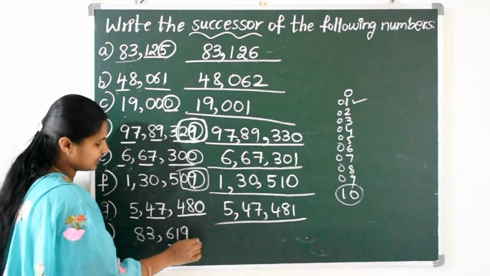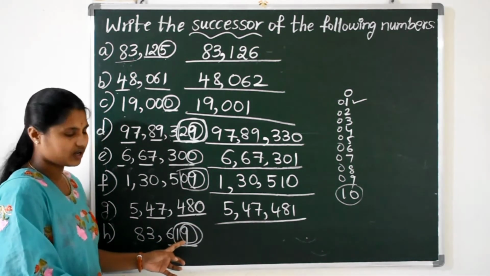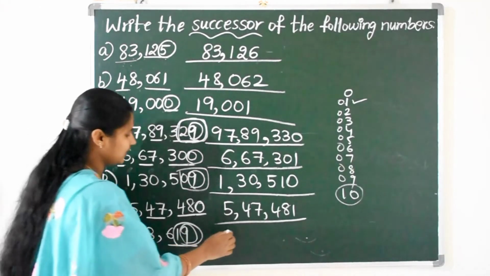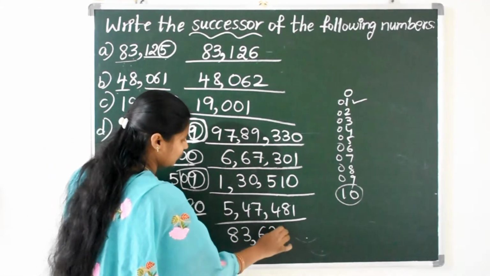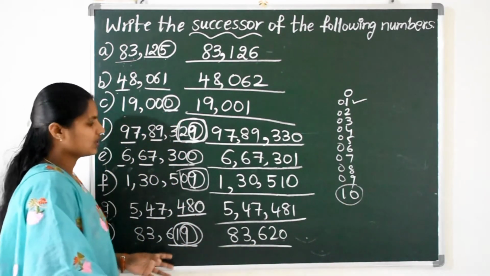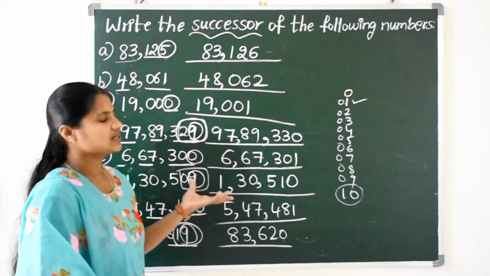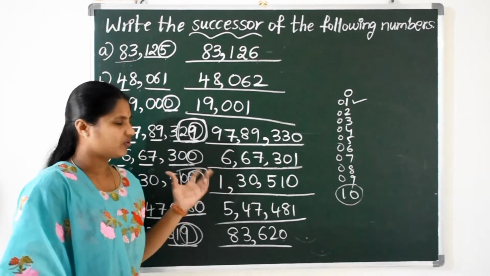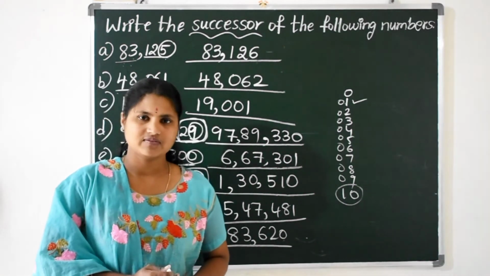Next, 83,619. See here 9 comes. So check the last 2 digits. 19. What are the last 2 digits? 19. 19 after? Yes, 20. 83,620. Or else you can add 1 to the given number. Then we will get successor numbers very easily. I explained before only. So if you add 1, we will get the successor of the given numbers.